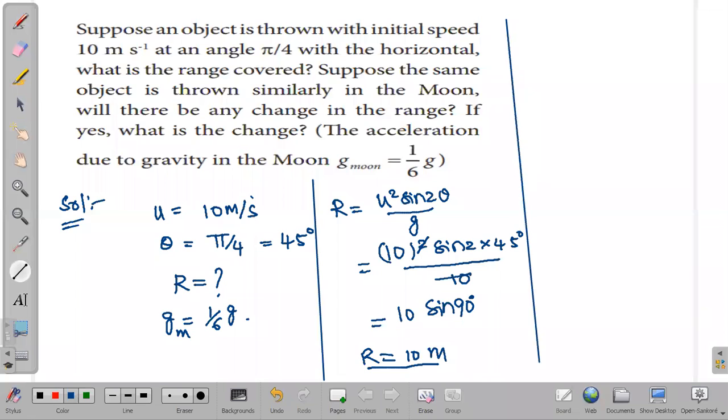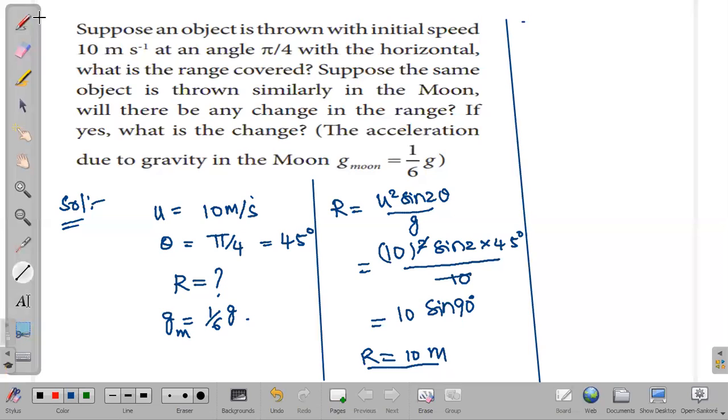That means if G is changed, if we take it to the surface of the moon, what happens? The G value is decreasing by 6 times. Now, what is the range value on the surface of the moon? Let me write it so that we can easily differentiate. Now, on moon, the acceleration due to gravity is decreasing by 6 times.